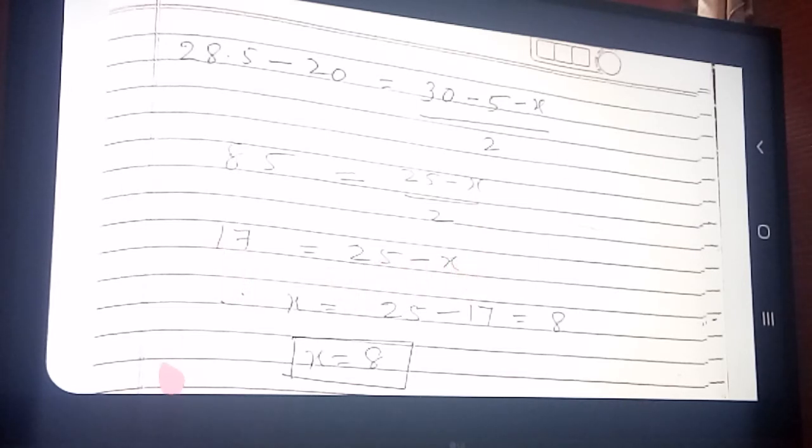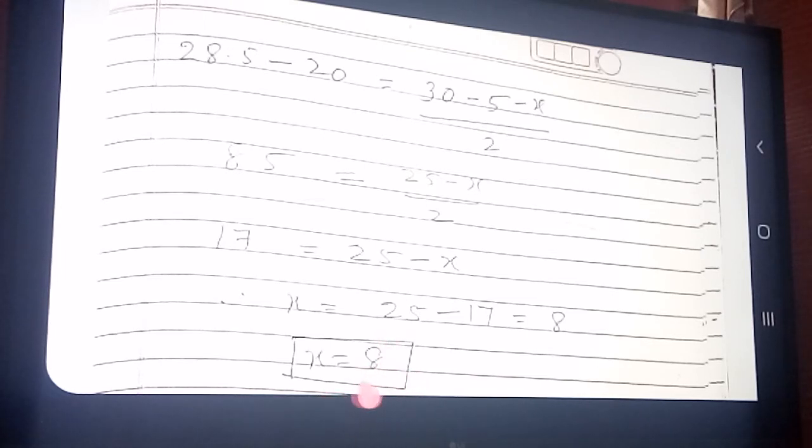Okay, you got 17 is equal to 25 minus x. So this minus x take this side and 17 bring this side. So minus x going that side becomes plus x. So 25 minus 17, that is equal to 8. So what's the value of x? The value of x is equal to 8. Okay, you got the value of one missing frequency.